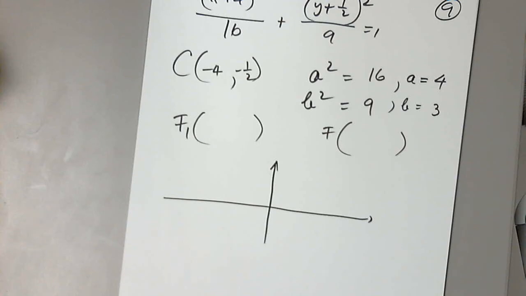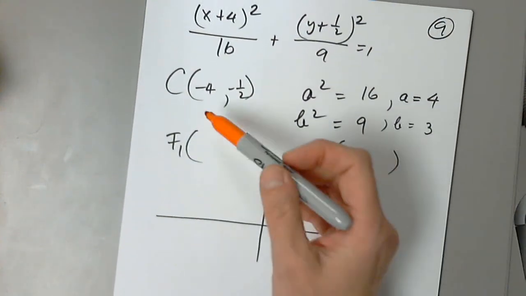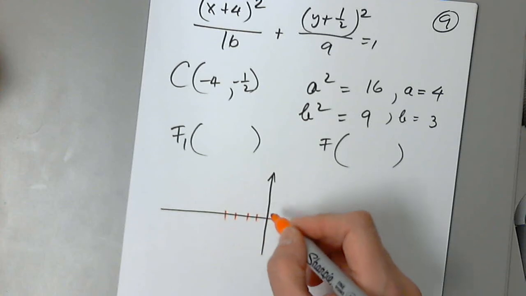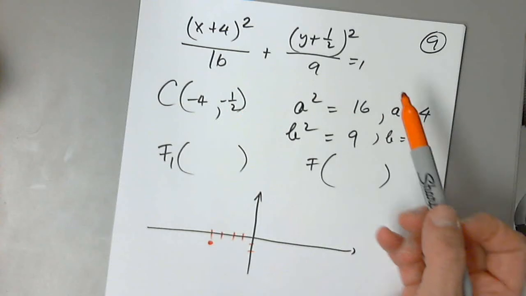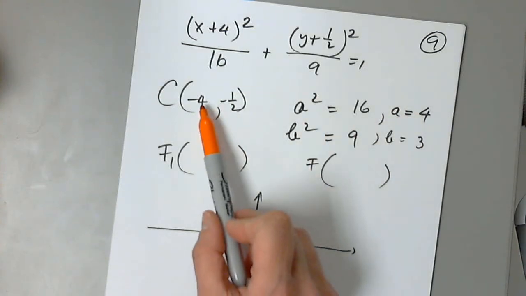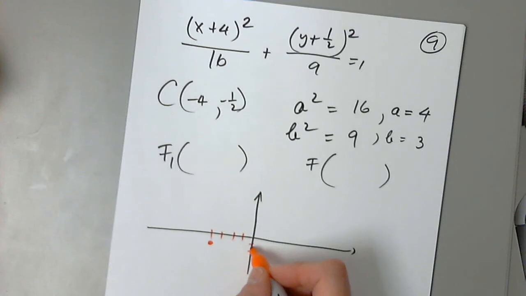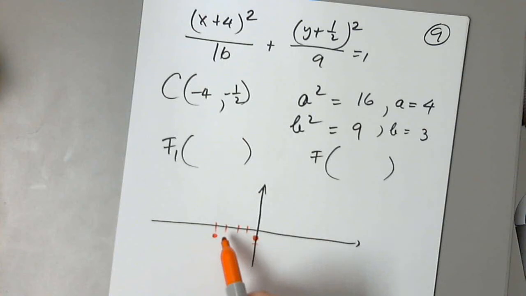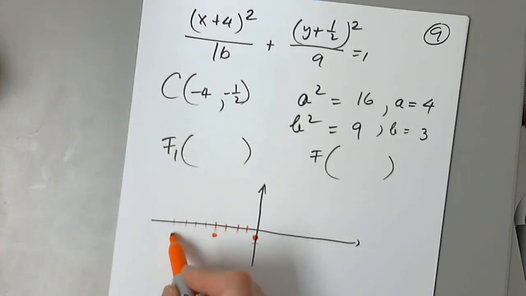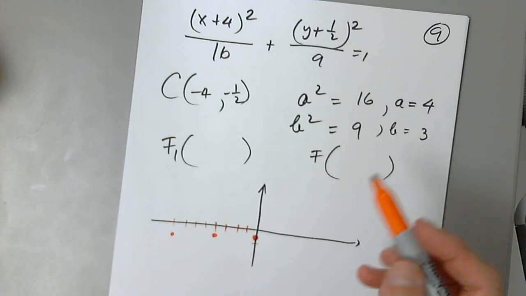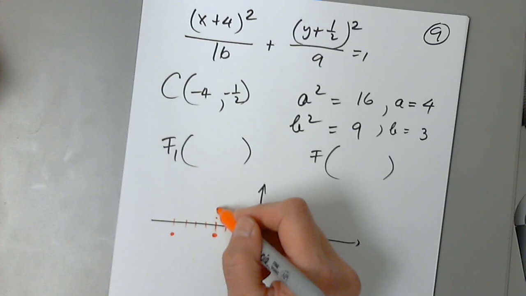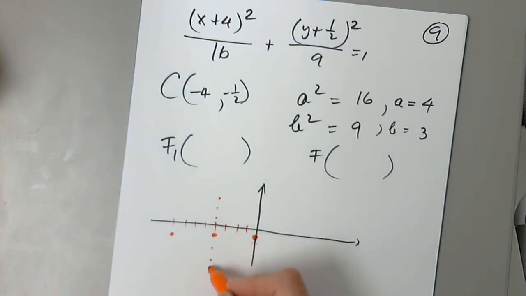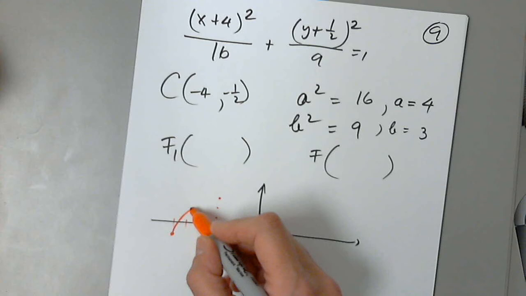It's better to visualize. That's why I wanted to graph. So the center is at -4, -1/2 right here. Then we will determine, so A is 4, so it was -1/2, yeah. So right here. And 1, 2, 3, 4, so right here. B is 3, so this was 1/2, right? So 1, 2, 3, 1, 2, 3. Okay, so here's the ellipse.